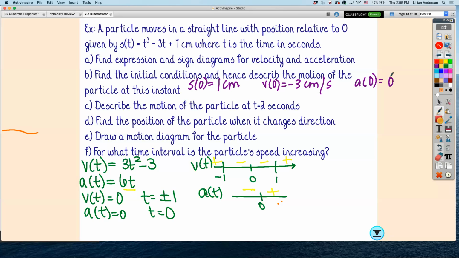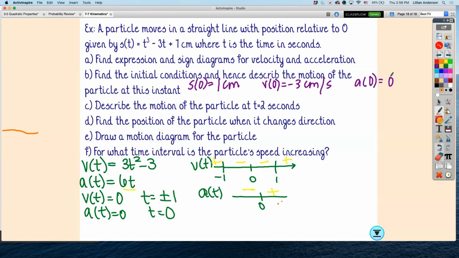Okay, so acceleration is 0. What does this tell us? Can we say that we're slowing down? It's not slowing down. It's technically going left for sure because velocity is negative. So it's going to be one centimeter to the right of the origin, and then heading left at a speed of 3 centimeters per second.